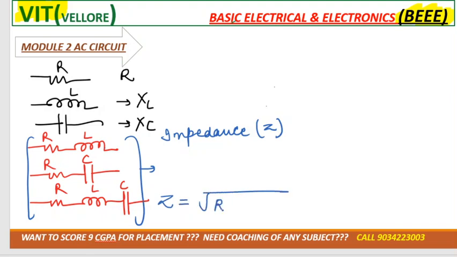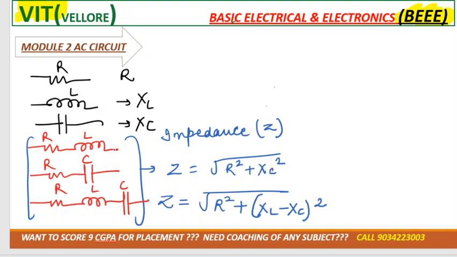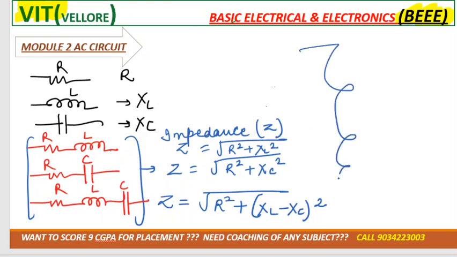Z is equal to root of R square plus X whole square, and here there is only L, so Z would be equal to root of R square plus XL whole square. So all these are kinds of resistance only, so the unit is ohms only. Correct? Understood? Any doubt up to here?